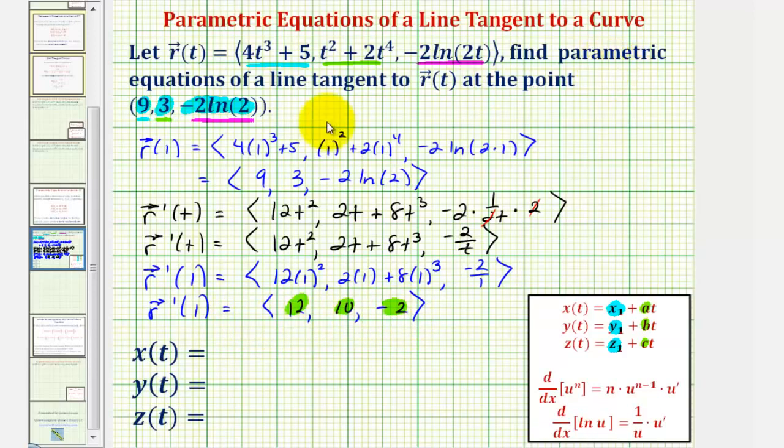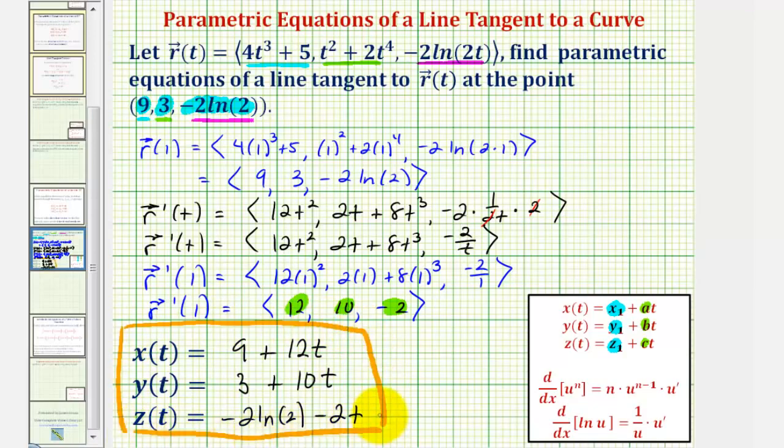So the parametric equations of the tangent line would be x of t equals 9 + 12t. y of t would be equal to 3 + 10t, and z of t would be equal to -2 ln 2 - 2t. Remember, parametric equations of a line are not unique, but these are probably the most obvious parametric equations for our tangent line. Let's go ahead and verify this graphically.